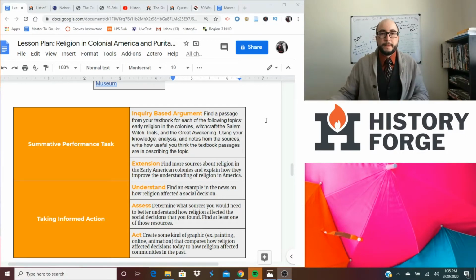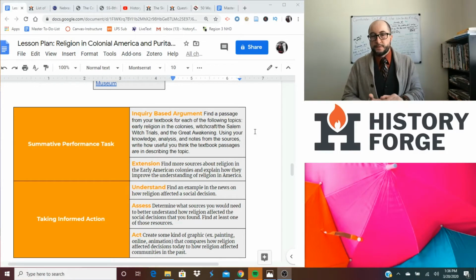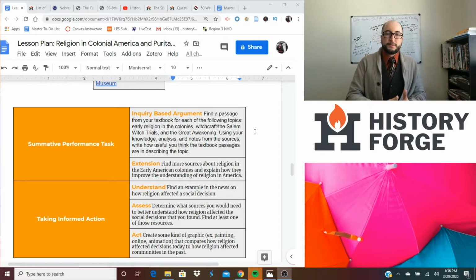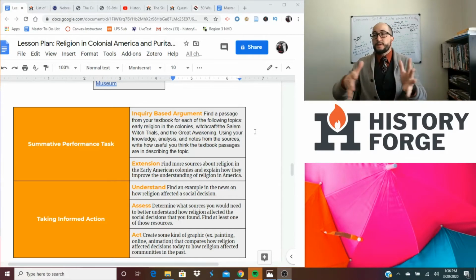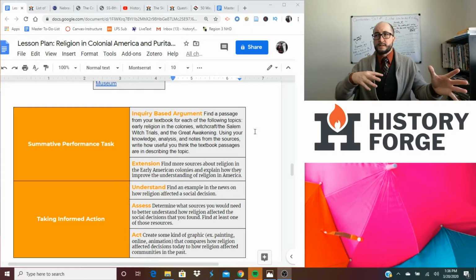So for example, find a passage from your textbook for each of the following topics: early religion in the colonies, witchcraft and the Salem witch trials, and the Great Awakening. Those are the three topics that were talked about in the primary sources, and students who have a textbook will most likely find those three topics. Using your knowledge, analysis, and notes from the sources, write how useful you think the textbook passages are in describing the topic. So this takes everything the kids have done across those three different primary source analyses and performance tasks.